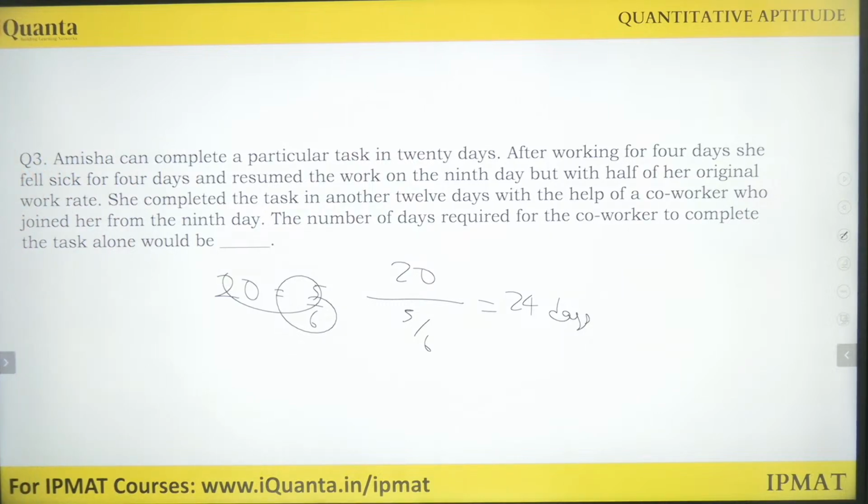So without using any variable x or something, we can just do it by assuming the rate of work to be 1 unit for Amisha and x units for the co-worker. Clear to all of you? Tell me in the comments. All right. Priyanshu, the answer will be 24, not 10. Is it clear to all of you? Please tell me in the comments. Be quick.